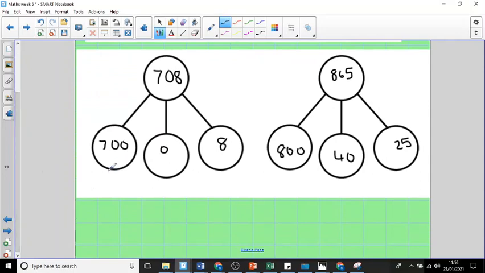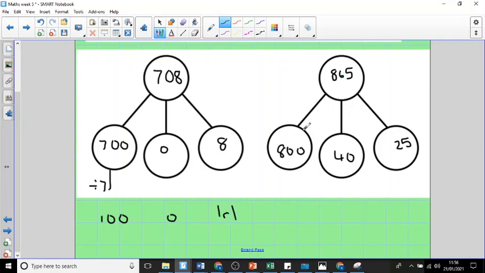Then what we need to do is the division. So we're dividing by 7. So when I divide 7 by 7, I get 1. If I divide 700 by 7, I get 100. This will be a 0. And when I divide 8 by 7, I'll get 1 7, and then there's 1 left over.